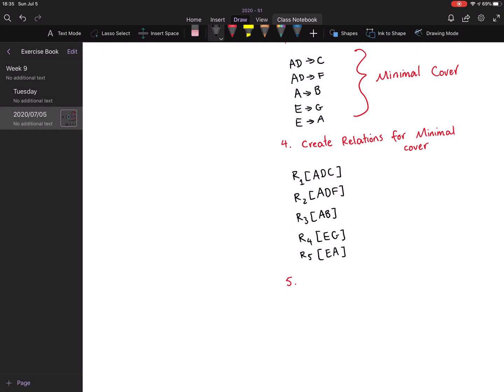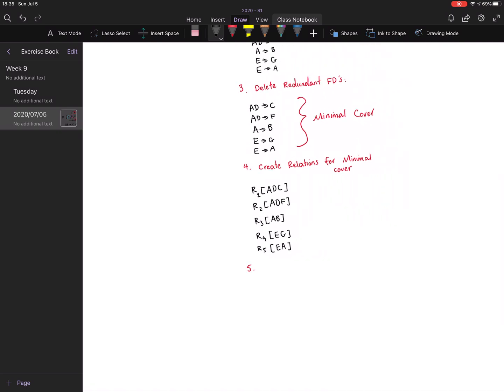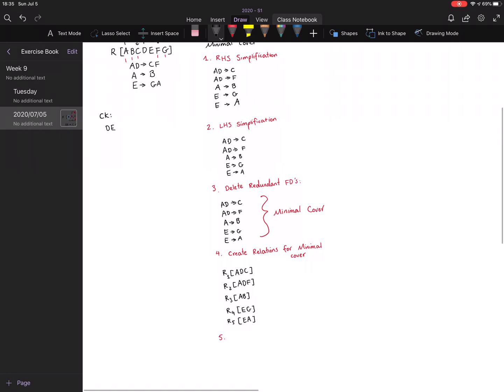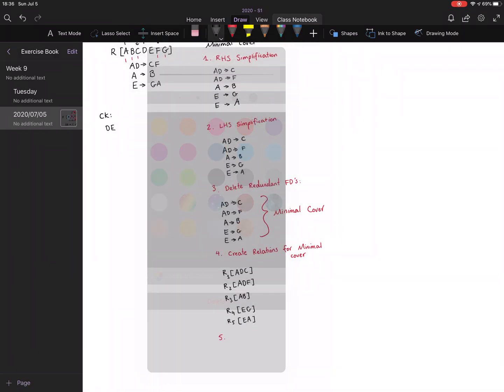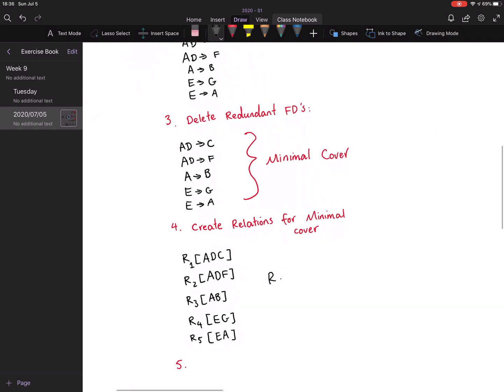And that does not appear to be true. So we must now create a new relation for the missing candidate keys, if it excludes the right hand side. Okay. What we can do now is we can have DE as the candidate keys. Okay, we create just DE as its own relation. So we have R5, R6.